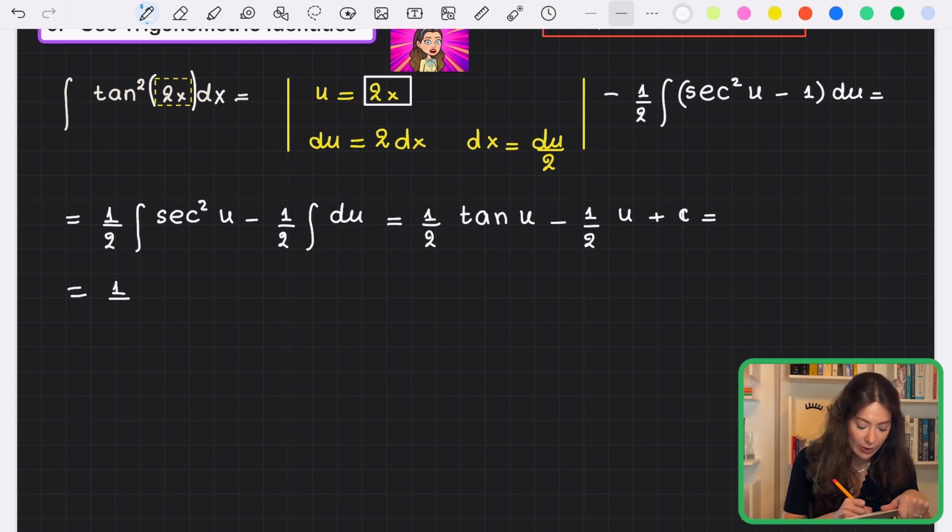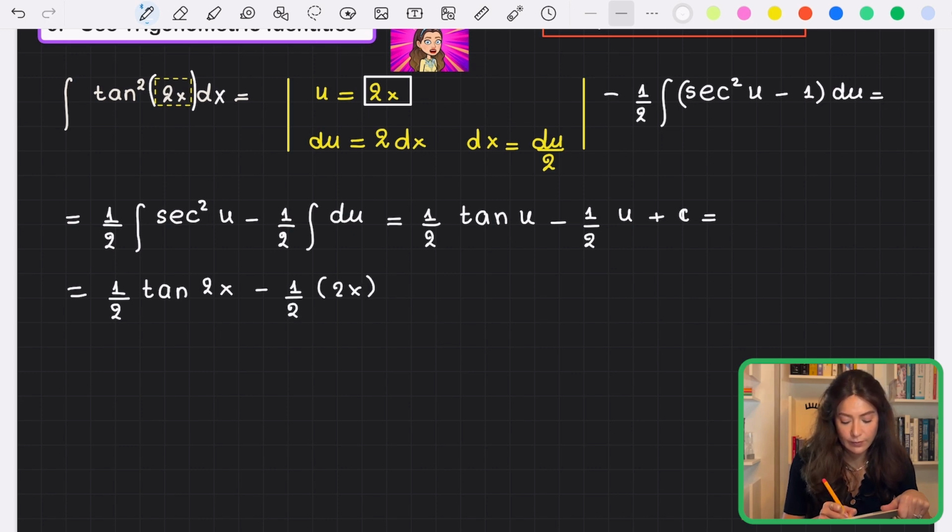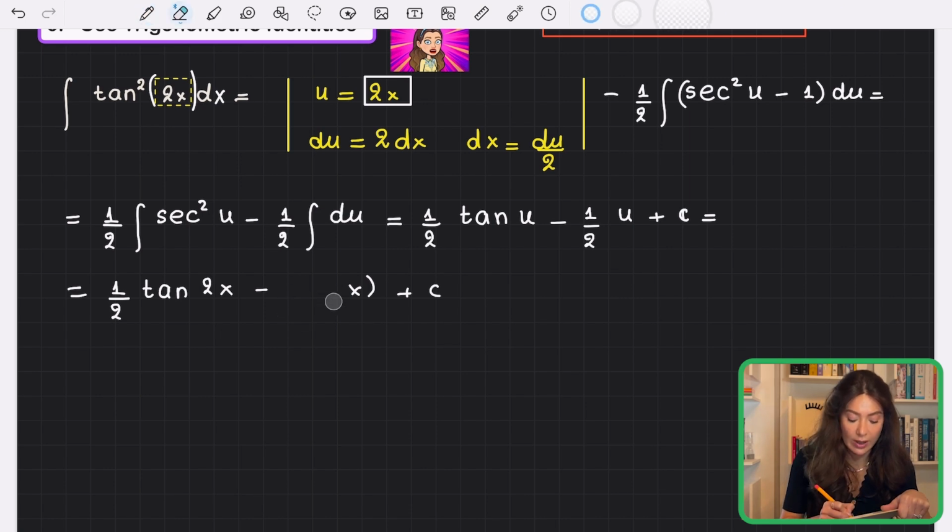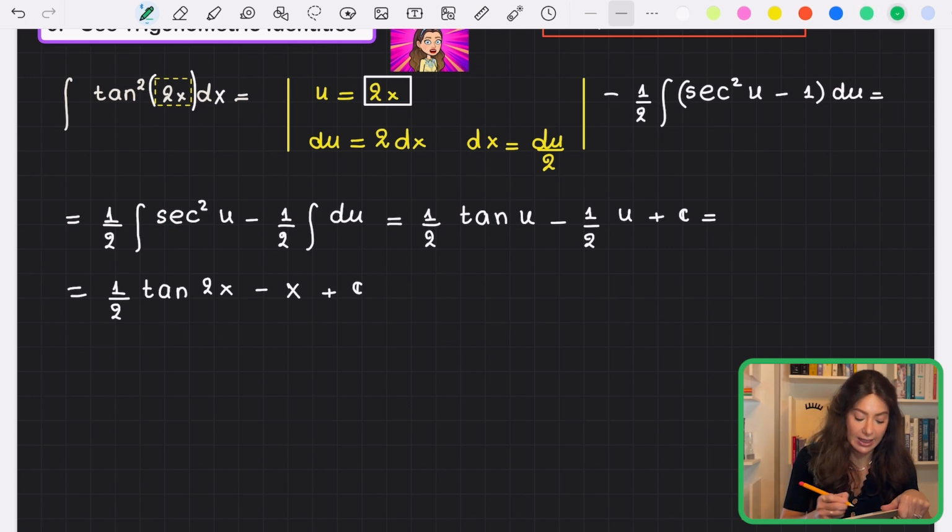Now you need to put back this instead of u, and those 2's will cancel, and you will end up with tangent 2x over 2 minus x plus the constant of integration, and that is your final answer.